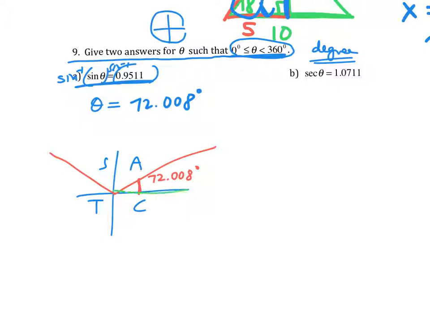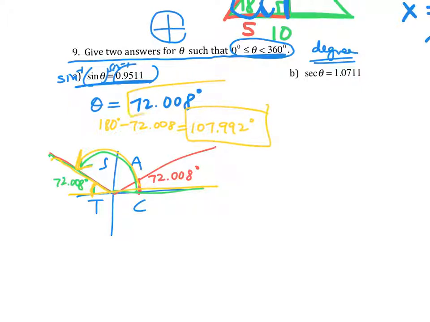but I need to figure out my quadrant 2 answer. So how can we find that? Notice that my reference angle is going to be the same, that's 72.008. So what I'm looking for is just 180 minus 72.008. So again, to find the second angle, I can do 180 minus 72.008 because I'm looking for that quadrant 2 angle, and that gives me 107.992 degrees. So these are your quadrant 1 and quadrant 2 angles that make this statement true.